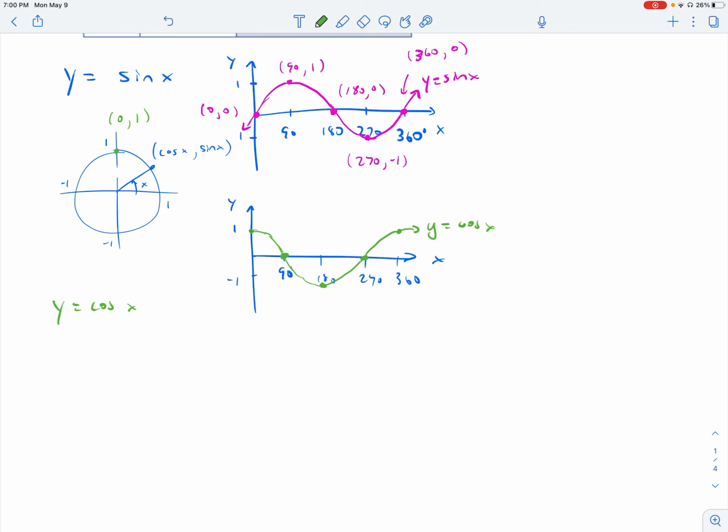Okay. Just to label those points real quickly: 0, 1; 90, 0; 180, negative 1; 270, 0; and that last one there is 360, 1. Those would be the 5 key points for that. If you can remember these graphs, it'll really help you out doing the transformations for these functions.